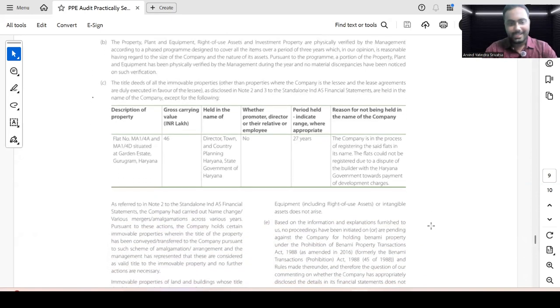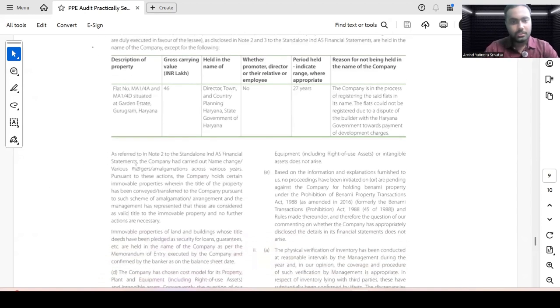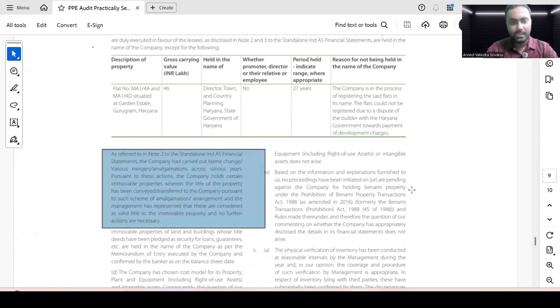And next point, this is something which I'll make you understand, guys. As referred to in note 2 to the standalone Ind AS financial statements, the company had carried out name change or various mergers or amalgamations across various years. Pursuant to these actions, the company holds certain immovable properties wherein the title of the property has been conveyed or transferred to the company pursuant to such scheme of amalgamation or arrangement, and the management has represented that these are considered as valid title to the immovable property and no further actions are necessary.